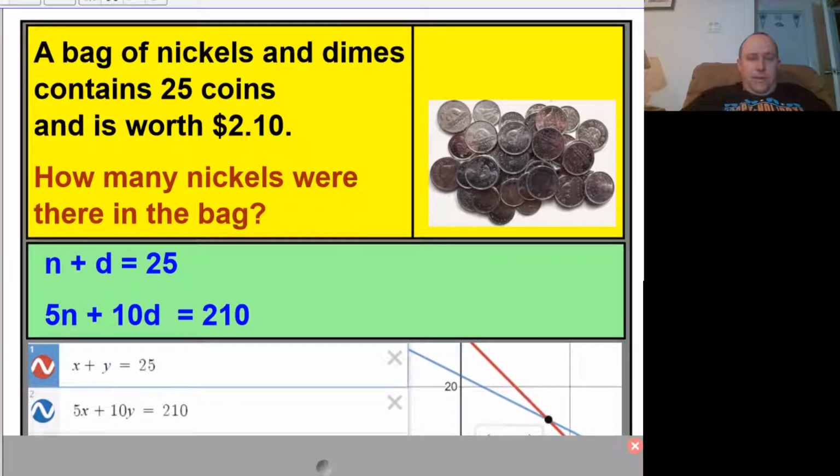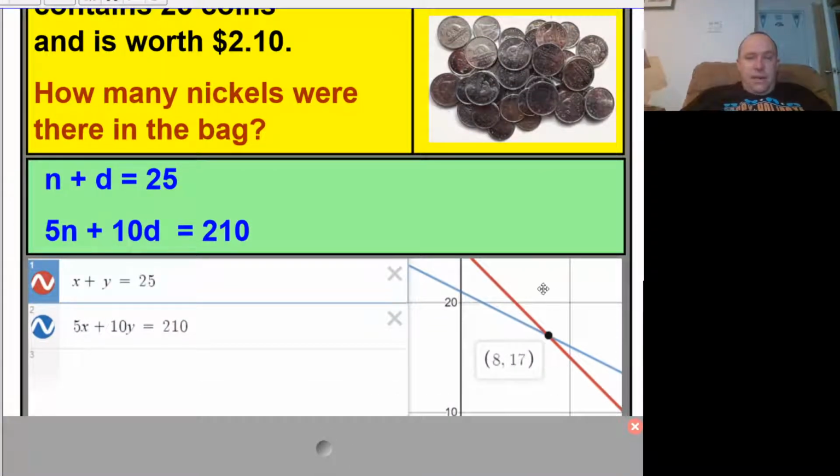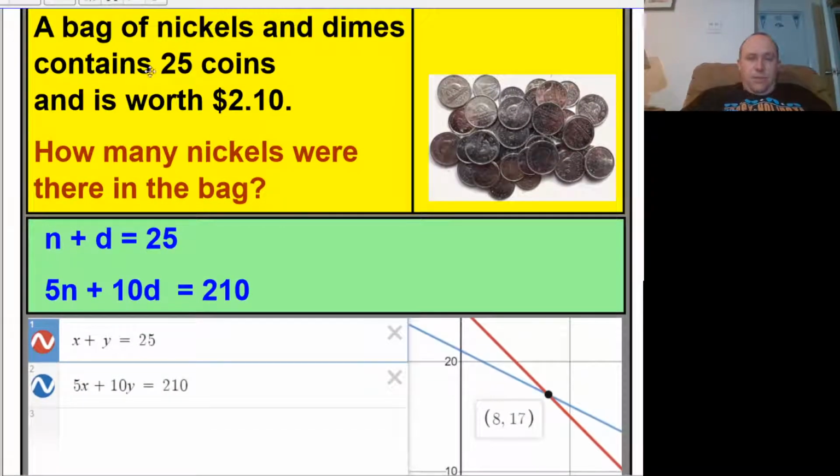Once again, I'm just looking for where they intersect. 8 and 17. So once again, let's just make sure we have this the right way round. Nickels was the first letter on this one, and I'm looking for nickels. So I'm looking for the first number, which is 8.